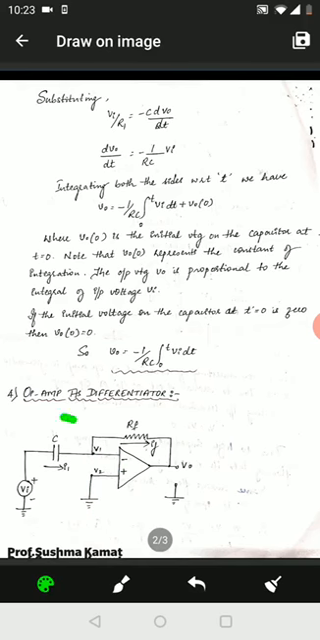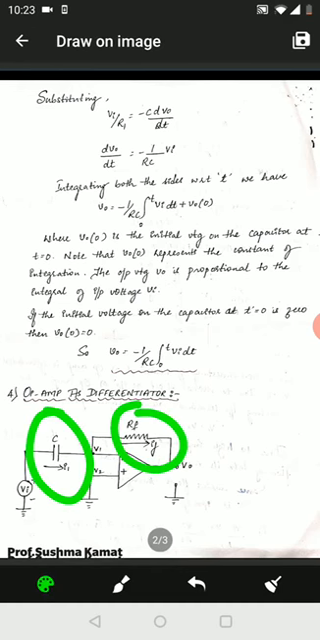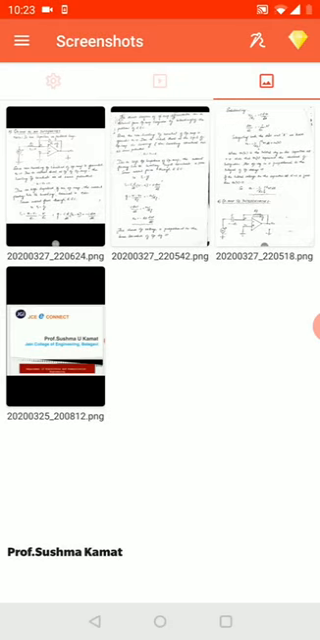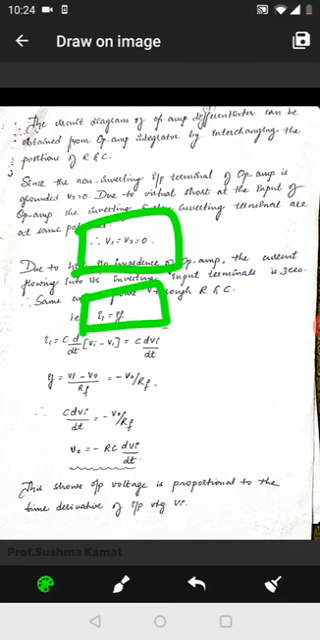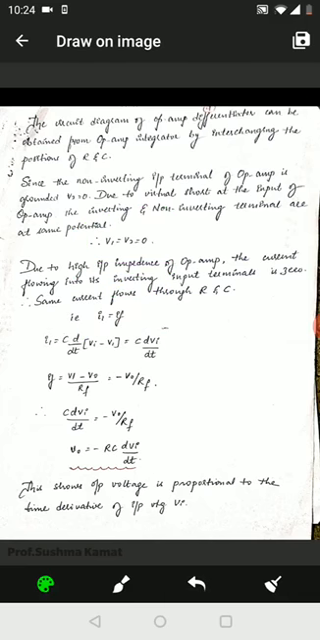So now current I1 flows across the capacitance, and the current IF flows across the resistance RF. Because of high input impedance, the current follows this path. If it is following this path, the current I1 is equal to IF. Let us now try to find the values for I1 and IF. So V1 is equal to V2 is equal to 0. You know it already because of the virtual ground. You also know that I1 is equal to IF.